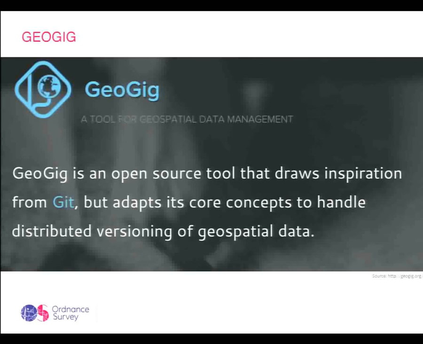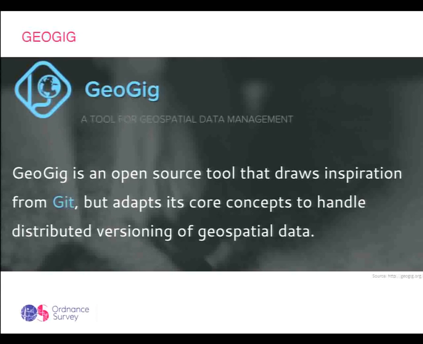Okay, then there's GeoGig. Having said that Git's a really nice way of dealing with your code, it would be a wonderful way of dealing with your geospatial data. So some clever people, from lots of different places, got together and produced GeoGig. You can go and look through the history in the Git repository if you want to find out more. It's an open source tool that draws its inspiration from Git, but adapts the core concepts for geospatial.